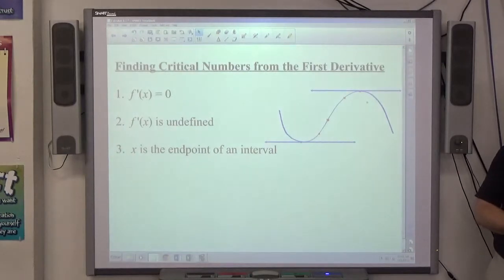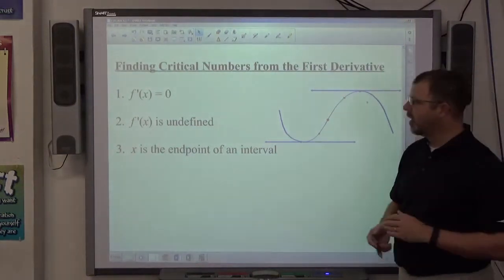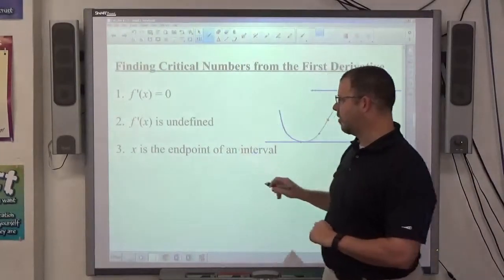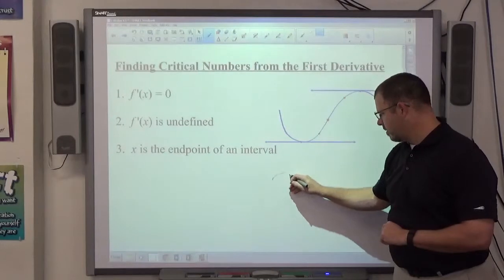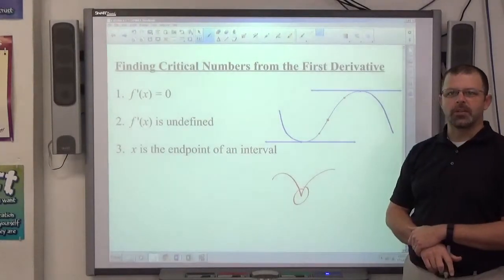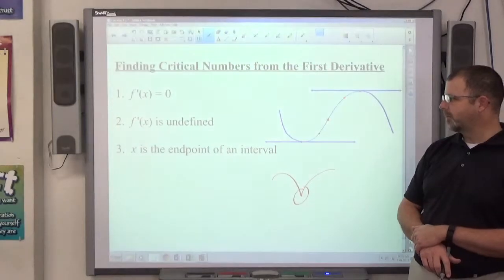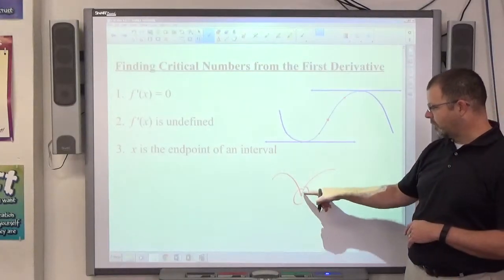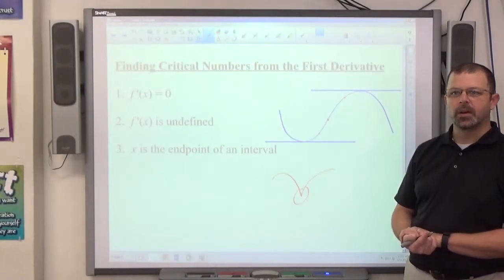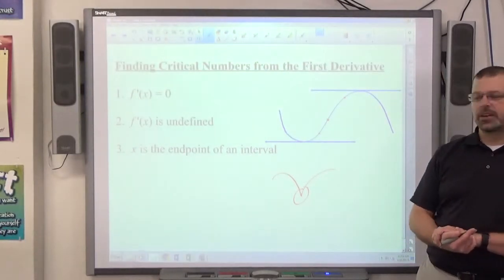Other things that are important to us, f prime of x is undefined. Okay? If the derivative is undefined, different things could happen. Here's one reason that the first derivative can be undefined. There's a sharp turn like that. There's no derivative. All right? So that's a situation where it could hit a low point, but there's an undefined derivative. So places where the derivative itself is undefined.